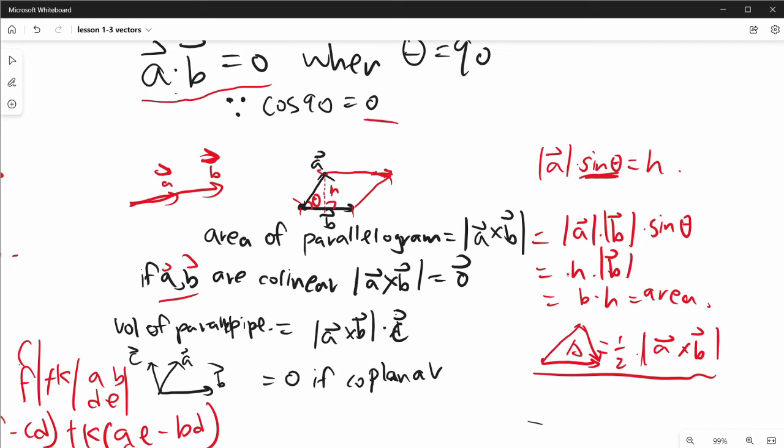You can also calculate the volume of a parallelepiped. So you have 3 vectors, and it looks something like this. It doesn't really have to be a cube or anything, just something that would be described by 3 vectors. If you do the cross product of 2 of them, dot the third one, and that comes out to be 0, that means that they're all in the same plane.